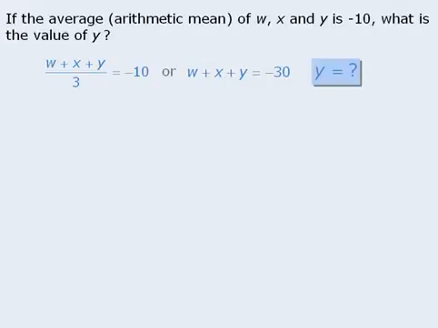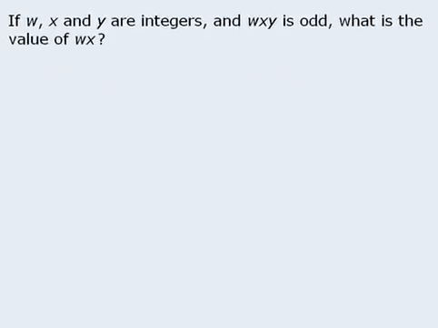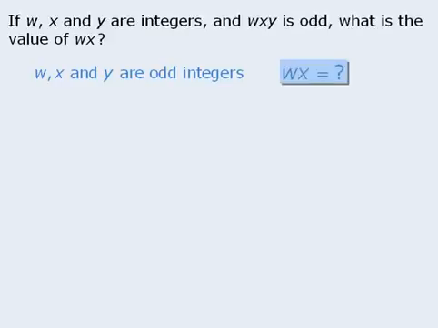At this point, we have neatly summarized all of the relevant information, and we are now ready to examine the statements. Here's another example. Here we have three integers, their product is odd, and we want to find the value of w times x. How can we summarize this? Well, what does it mean if we know that the product of three integers is odd? For the product of three integers to be odd, it must be the case that each integer is odd. So let's write that. The target question asks us to find the value of wx, so we'll write this.